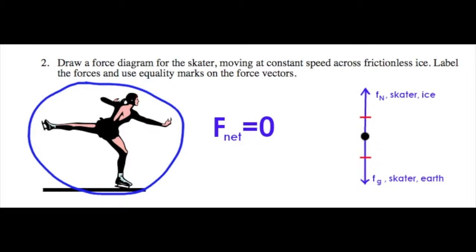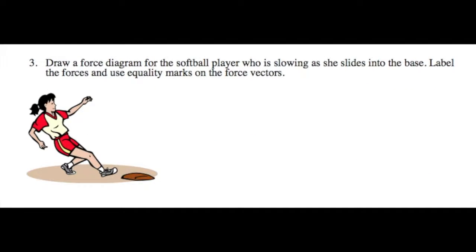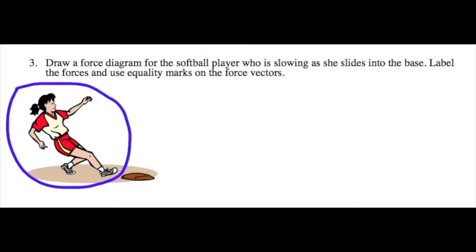So our next question is a little bit trickier because this time there will be a net force instead of having a net force of 0. So first of all, we just draw around the softball player to show what we're drawing our force diagram for, and then now we'll look at the net force. Well, generally for these questions, we'll find out where the net force is by looking at the motion of the object. So it says that the softball player is slowing down as she slides into the base.